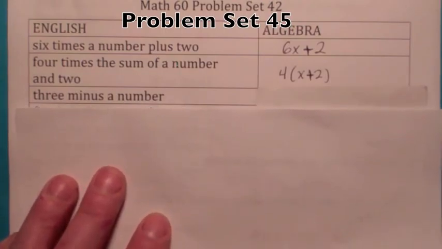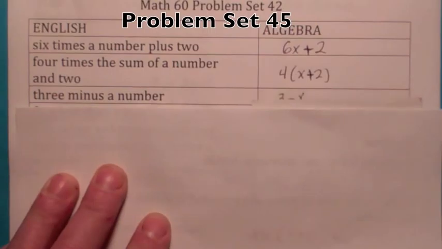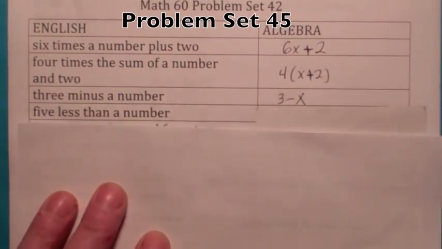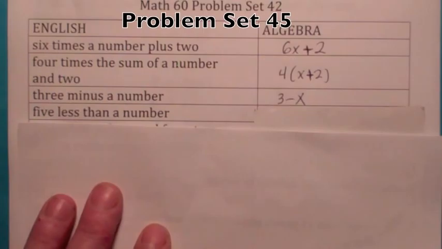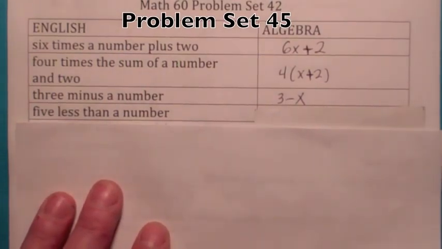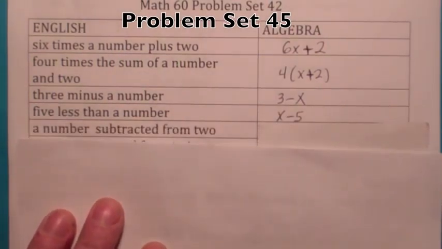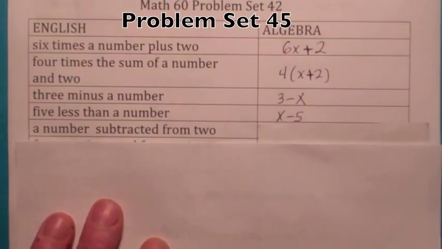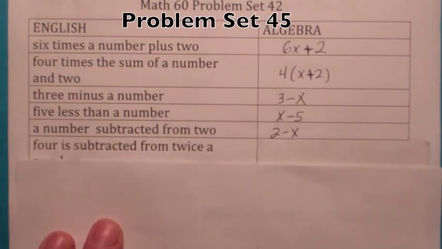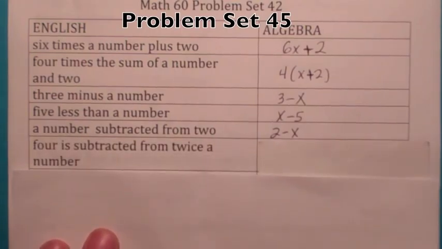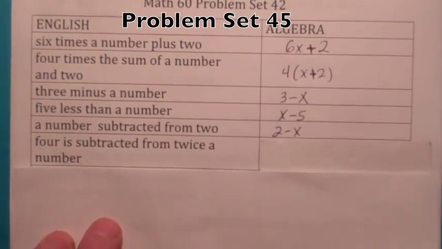3 minus a number. Now with subtraction you got to be really careful, because the order is important, isn't it? That would be 3 minus x. 5 less than a number. Think about it. 5 less than a number would be x minus 5. A number subtracted from 2. It's being subtracted from 2, so that would be 2 minus x. 4 is subtracted from twice a number. So 4 is subtracted from, so it becomes 2x minus 4.